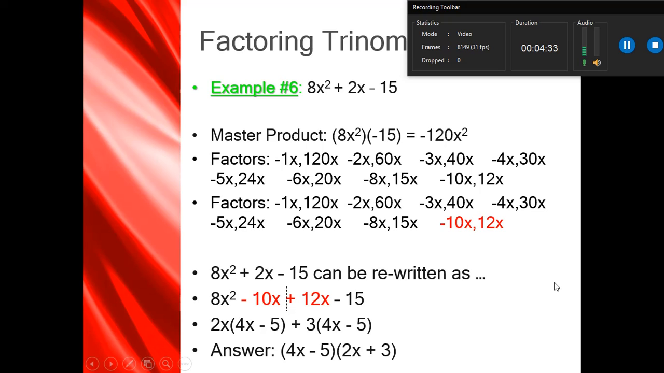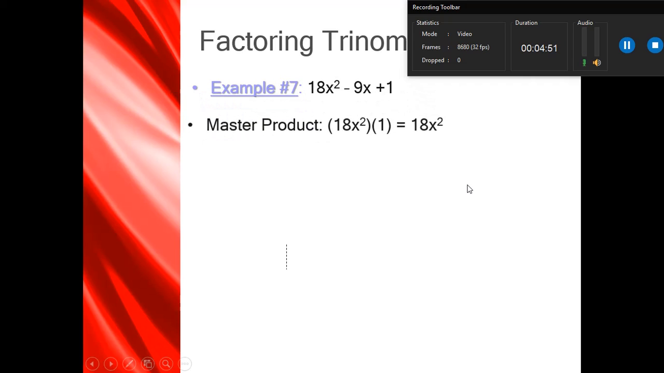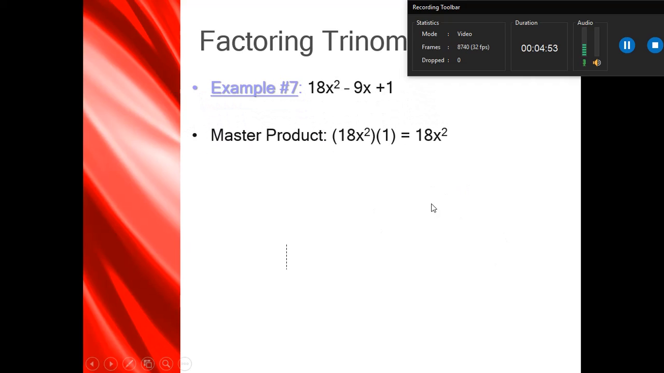Remember, you can always distribute to perform a check if you're unsure. Be careful of your signs. In our final example, again, we want to create the master product. And we're going to make a list of factors for 18x squared. You'll notice that my c term is positive, but my b term is negative. That tells me that both of the signs are the same and they are both negative.